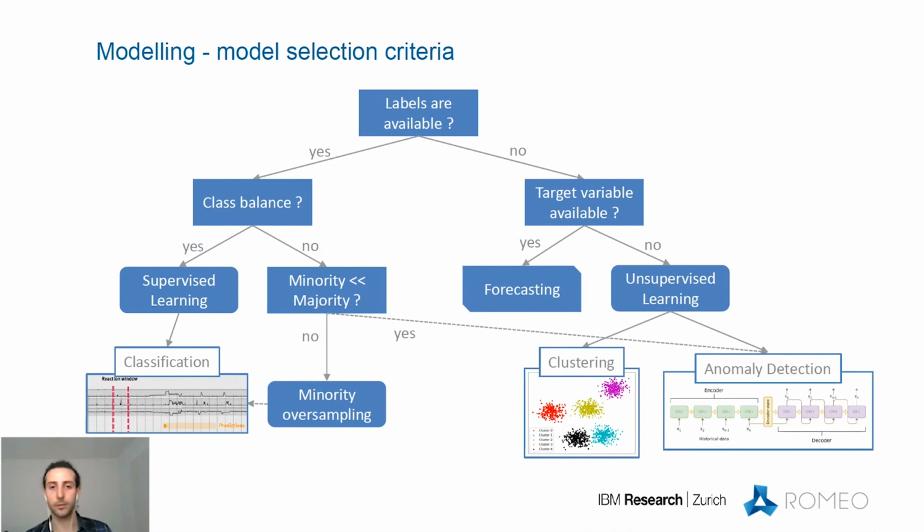And then if we go back to the top of this tree, we can see that if we start with no labels, we can look for something called the target variable. This is something that we're trying to predict. If we do have something like that, then we can maybe forecast that value. And this is the case that we're going to be presenting later in this presentation. If not, we can move to unsupervised learning, and then we can choose between clustering and anomaly detection.